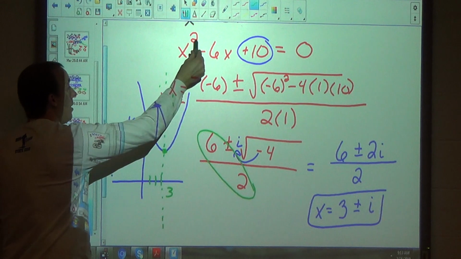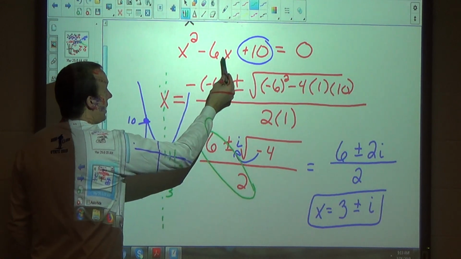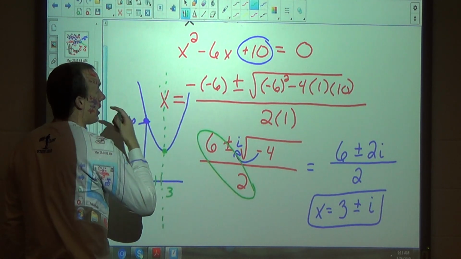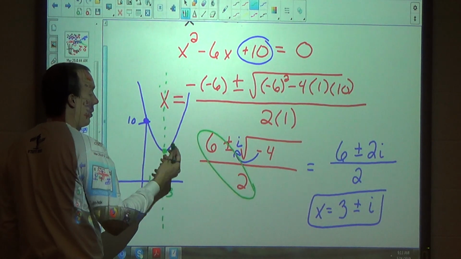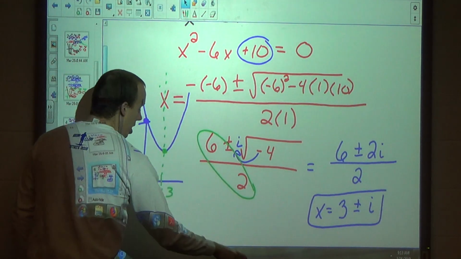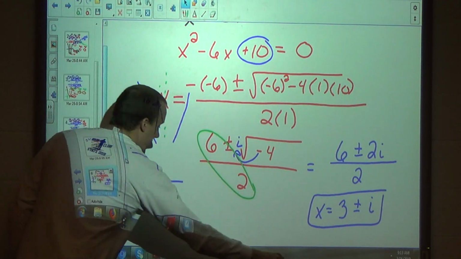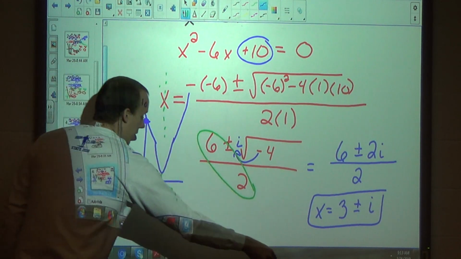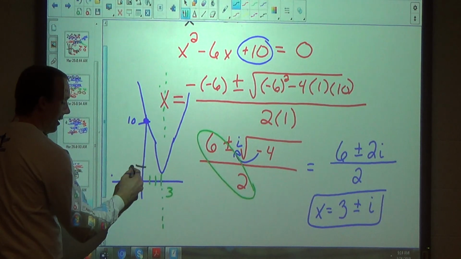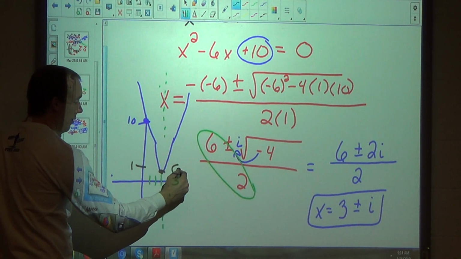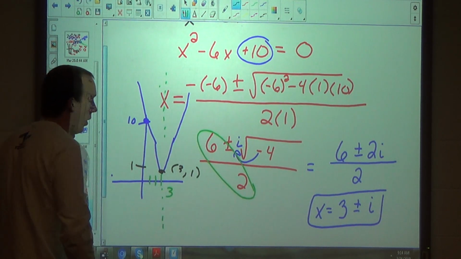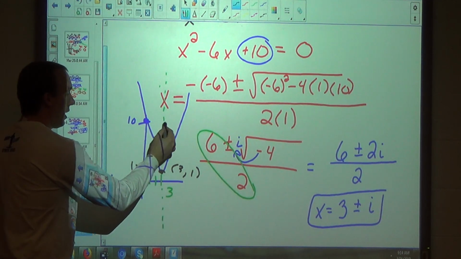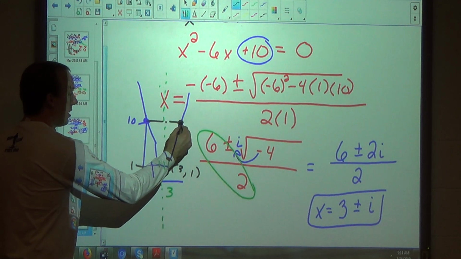So 3 squared would be 9. 9 plus 10 is 19. And then what does 3 times the negative 6 give me? 18. Negative 18 plus a 19 gives me a 1. So my parabola actually probably comes more like this, right? Okay, because it has to have a vertex of 3 comma 1. And then if this is symmetric from here to here, wouldn't that be the same distance from here to here?